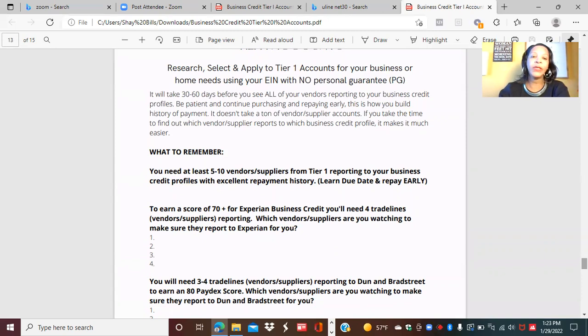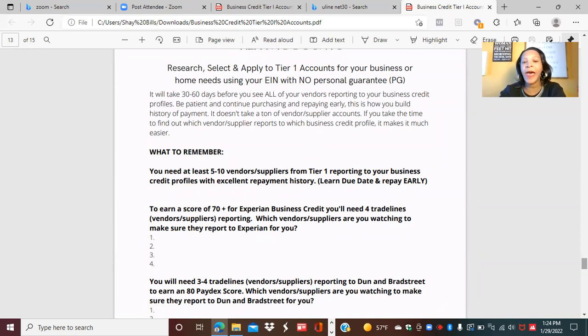It will take 30 to 60 days before you see all of your vendors reporting to your business credit profiles. Up to that length of time. Be patient and continue to purchase and repay early. This is how you build history of payment. It doesn't take a ton of vendors. Okay, remember I told you in the beginning, it doesn't take a whole lot of vendors, typically about 6 or 7. Okay, as long as they're reporting to Dun & Bradstreet, Equifax, and Experian, as long as you have enough reporting to each one of those to generate your scores.